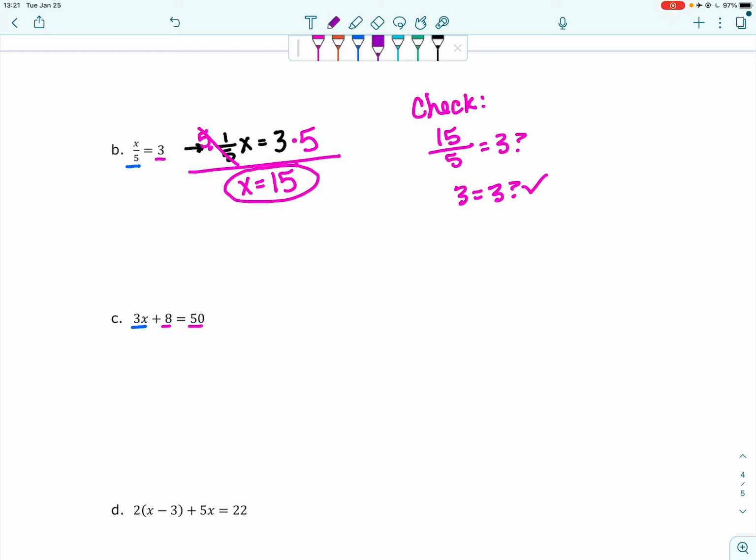So the first thing I need to do is move the constants so that they're on the same side, and then the variable needs to be on the other side. So I have plus 8, so I'm going to move the 8 over. Plus 8 can be moved by doing minus 8. So I'm going to get rid of the plus 8 by subtracting 8. So these go away, and I'm left with 3x equals 42.